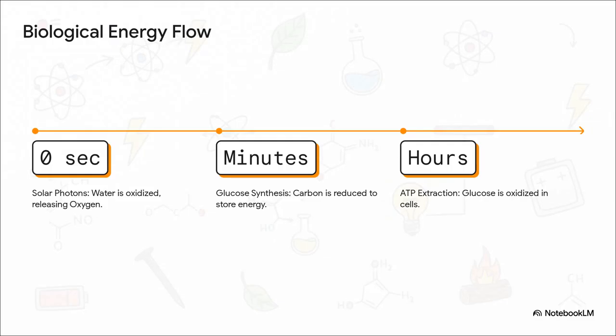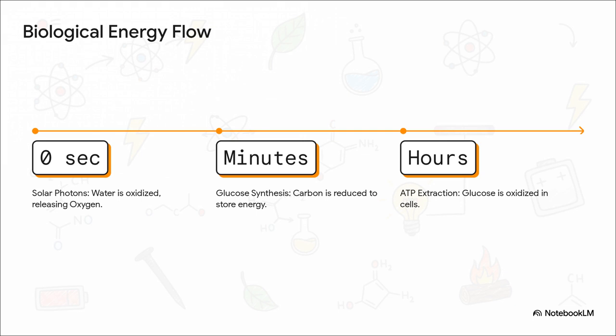Redox isn't just about heavy metals and machines, it is the engine of all life on Earth. If we trace the biological energy flow on this timeline, it starts with photosynthesis. Plants use the intense energy of solar photons to brutally oxidize water, tearing its electrons away and releasing oxygen into the atmosphere. They then use those harvested electrons to reduce carbon dioxide, cleverly locking the sun's energy into the highly stable chemical bonds of glucose.